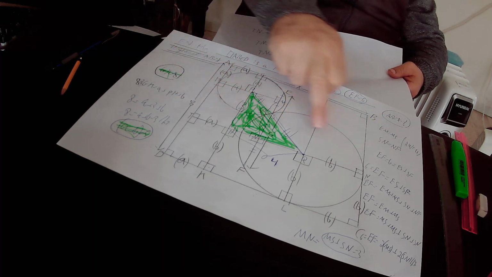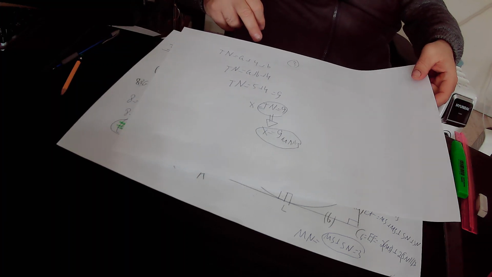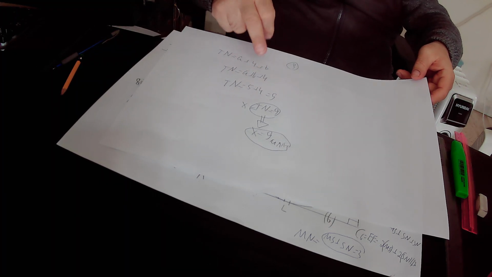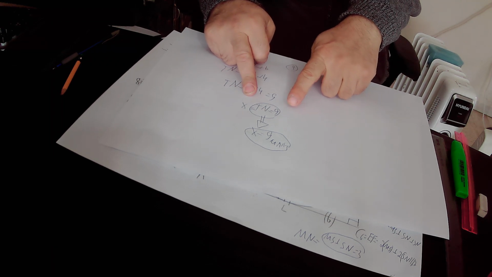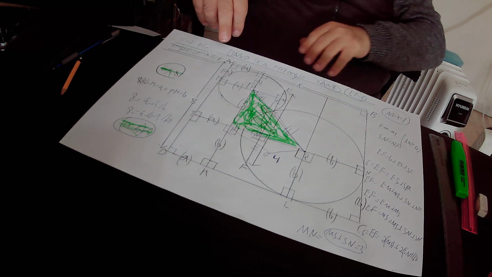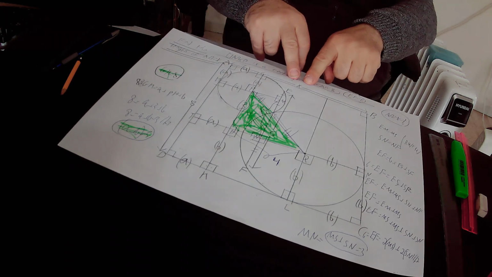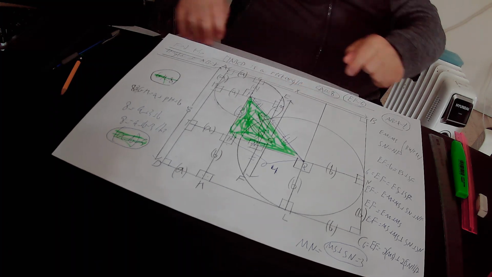So TN equals 9. And we have already found out that X equals TN. And from this equation, X equals TN equals 9, we derive that X equals 9 units. So in conclusion, we found that the length of line segment AB is equal to X, it is equal to 9 units. Okay, thank you very much.